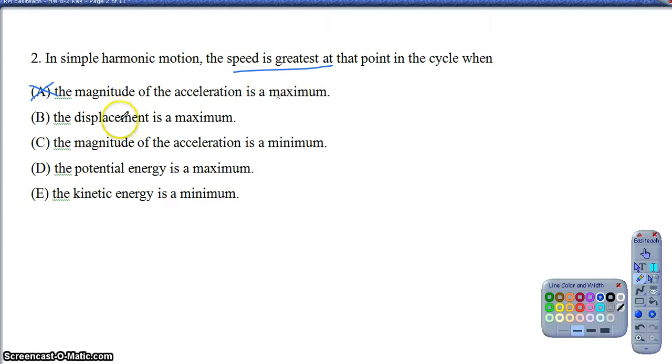That's not true. When the displacement is maximum, that's the same as A. When the magnitude of the acceleration is a minimum, there's my correct choice, right? The speed is the greatest in the equilibrium position, which is when the acceleration is 0. The potential energy is maximum at the amplitudes, which again is not true, and the kinetic energy is obviously directly related to speed, so that definitely can't be a minimum with the speed being at its maximum. That doesn't make a whole lot of sense. So anyway, question 2, probably most of us got that pretty easily.